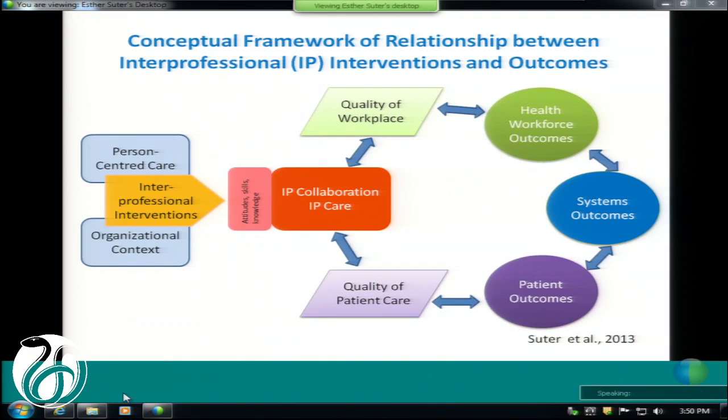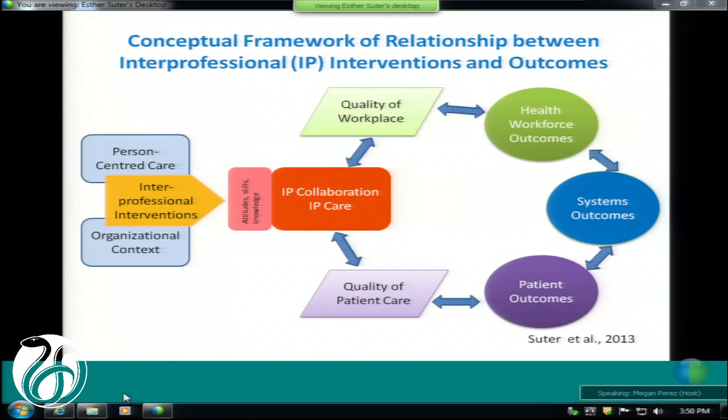On the upper half of the diagram, you see quality of workplace. There is some evidence that if people work together, the work environment actually gets better, they like it better, they feel they're more supported, and that ultimately should lead us to health workforce outcomes. And jointly, the health workforce outcomes and the patient outcomes should lead to better systems outcomes.